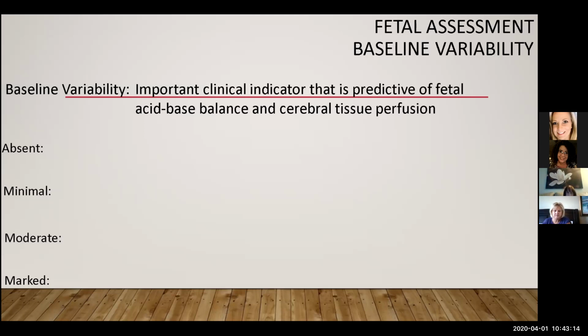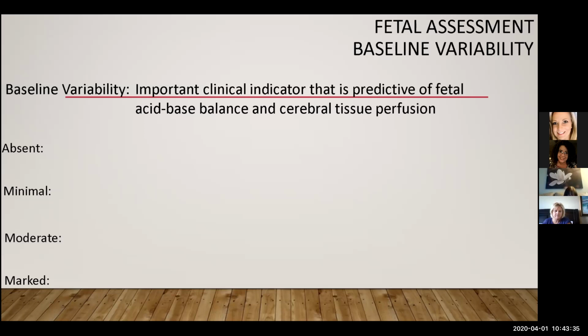Moderate variability indicates autonomic and central nervous system are well developed and well oxygenated. It's considered a good sign of fetal well-being. It correlates with absence of significant metabolic acidosis. Interventions aren't needed as this is what is considered normal and expected. This is good. Again, we have a happy baby.